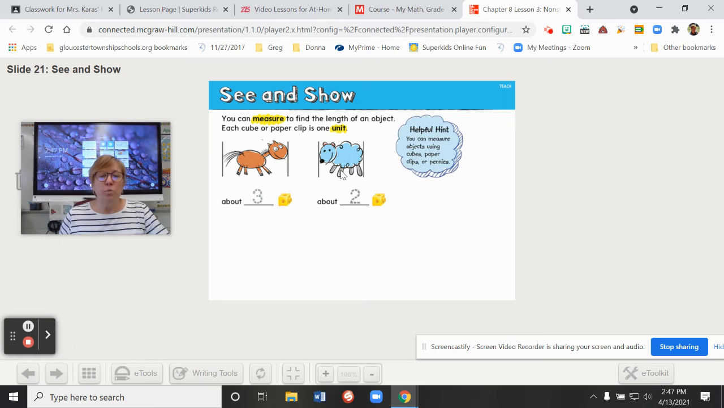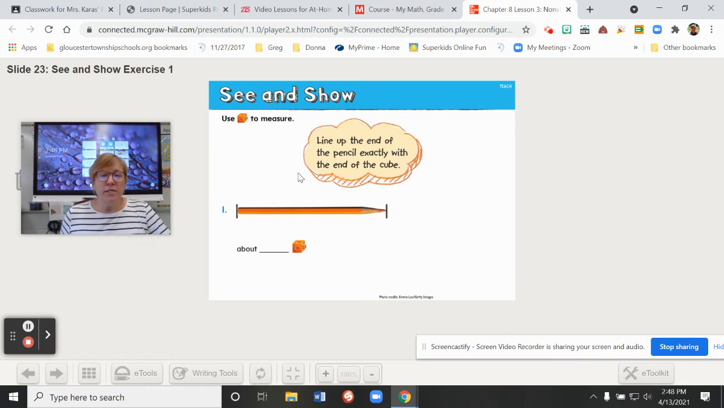Okay, so you can practice. Take 3 cubes, and notice how it fits between these lines. And the same thing for the lamb. All right. Now, line up the end of the pencil exactly with the end of the cube. You can guess, you can start with so many of these, you can add or subtract how many you want. So measure between the lines about how many cubes this pencil measures.